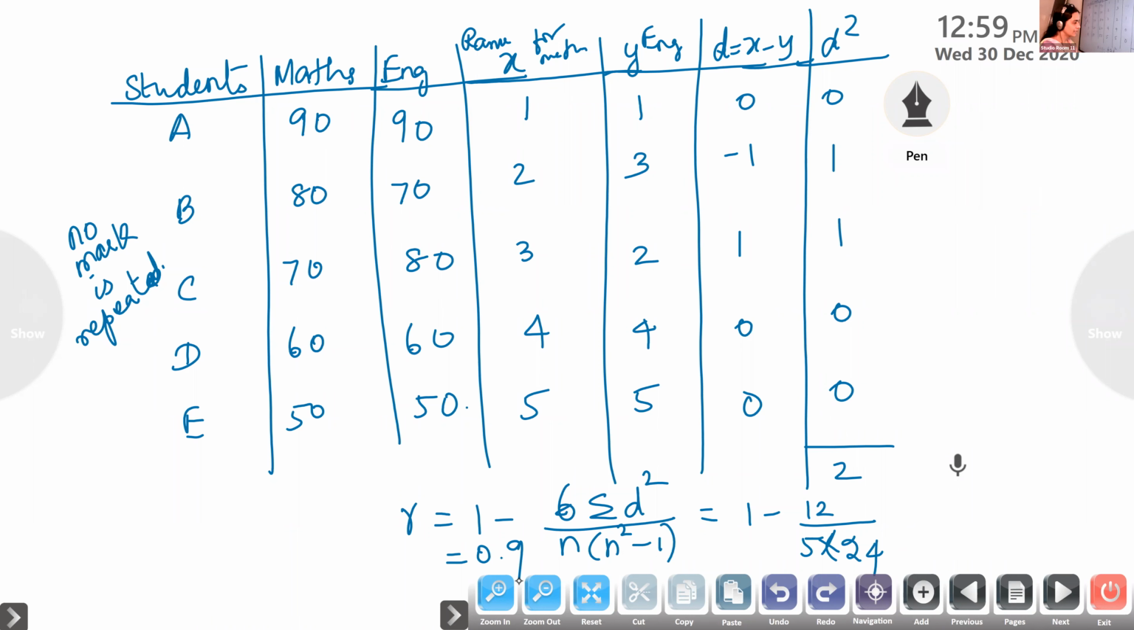Okay. So today we have learned how to find the rank correlation if the data is not repeated, if the marks is not repeated. So in the next class we will be learning how to find the rank correlation if some marks are repeated. That we can discuss in the next class. Okay. Thank you, children.